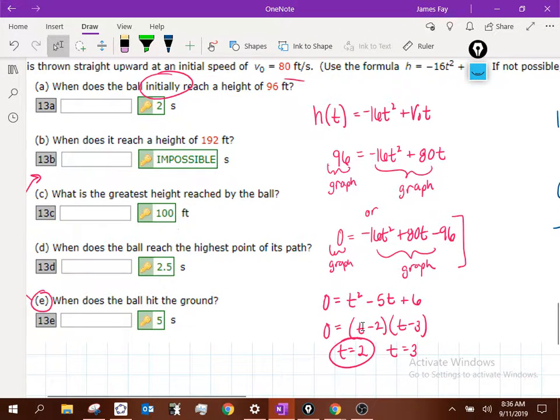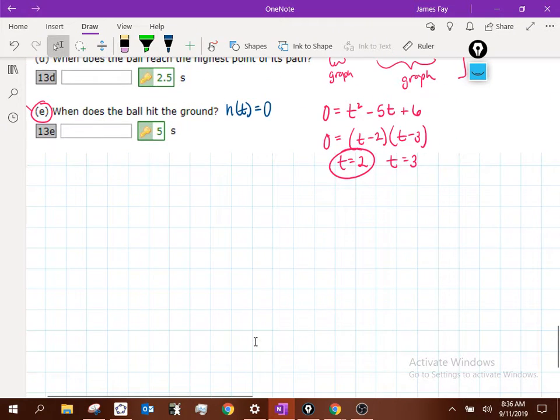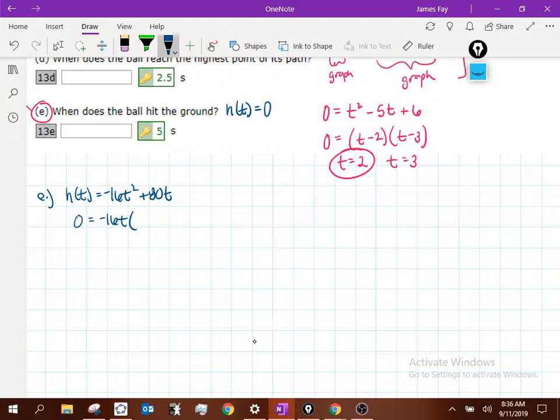It says, when does the ball hit the ground? If the ball is hitting the ground, what is h of t when the ball hits the ground? It is 0. Okay? So this is the exact same as question A, question B, okay, except where it says 196 or 192. Now it says 0 feet. Okay? So let's do E down here. So it's h of t, negative 16t squared, plus 80t, but now this is 0. I'm going to factor out a negative 16 out of both these, and it should give me that thing there, right?